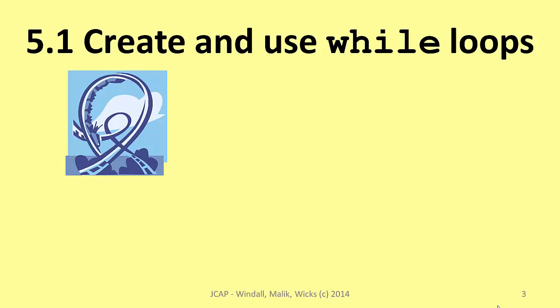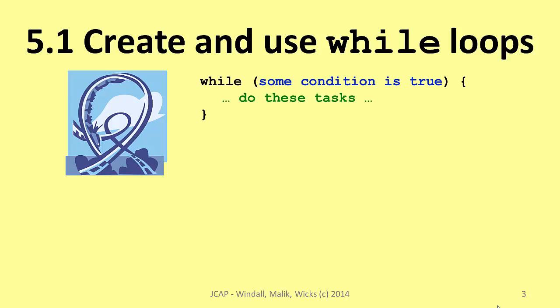Let's go into the first topic, creating and using while loops. The general format for a while loop is while, and then in brackets some condition is true, and then in the curly brackets those are the tasks that get done. You'll have seen this many times. So a specific example might be, while x greater than 3, System.out.println(x), x++. And that will print out the value of x, incrementing x by 1 each time it goes round.